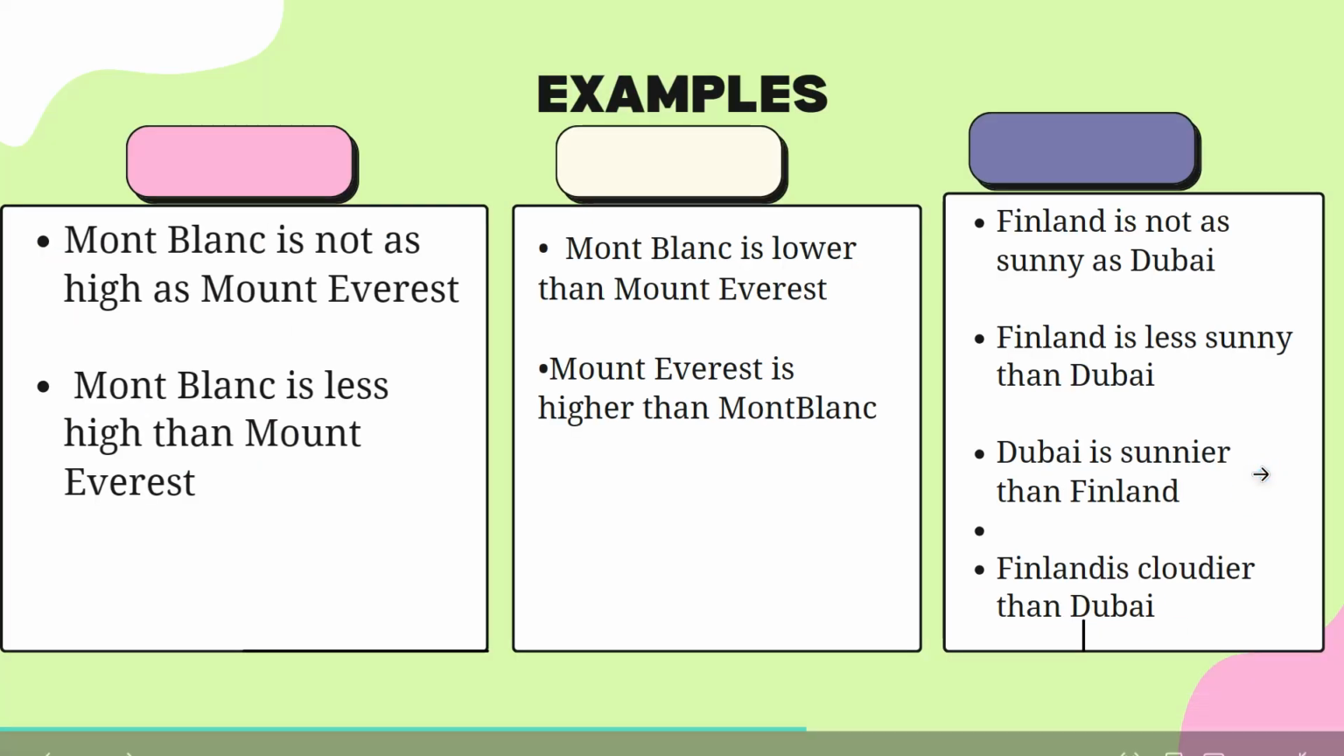And some examples about that: Mont Blanc is not as high as Mount Everest. Mont Blanc is less high than Mount Everest. Mont Blanc is lower than Mount Everest. Mount Everest is higher than Mont Blanc.